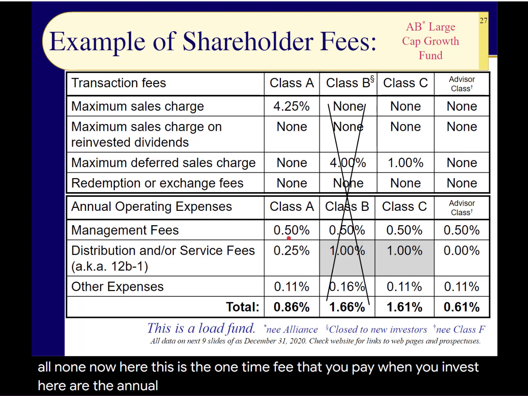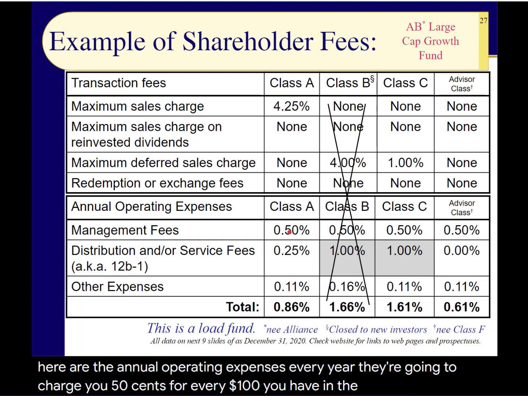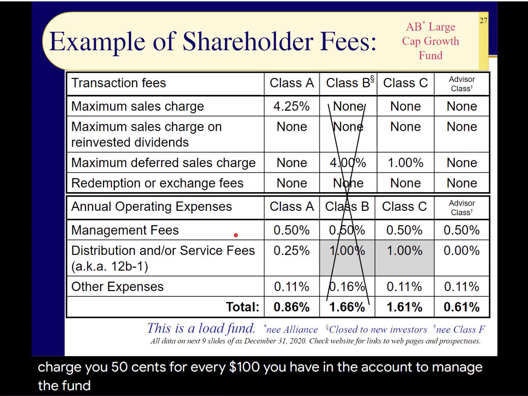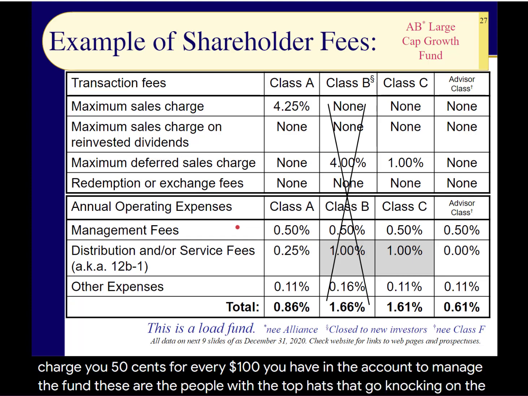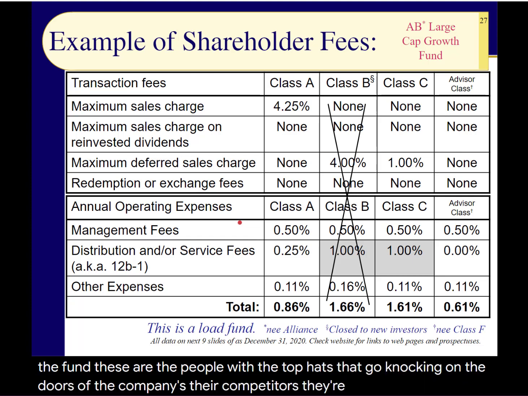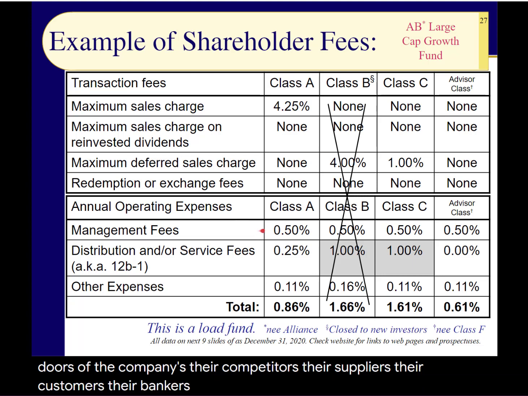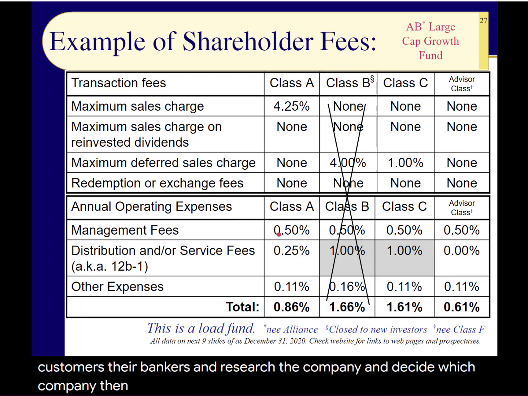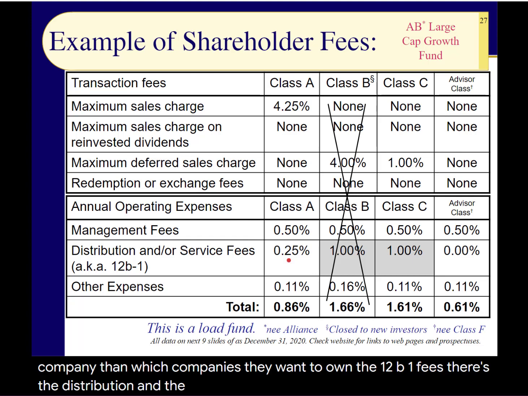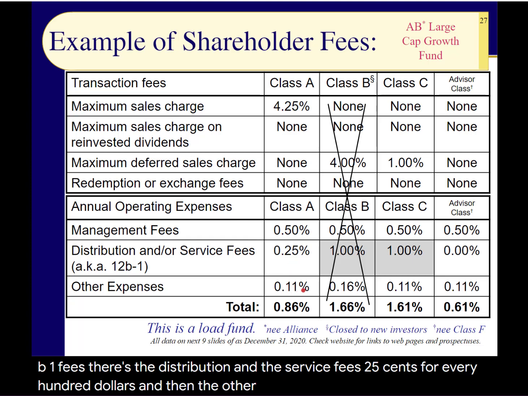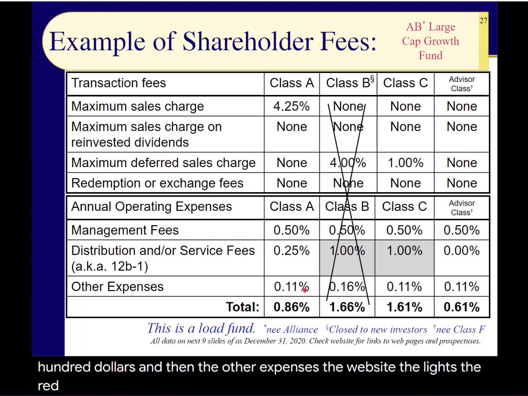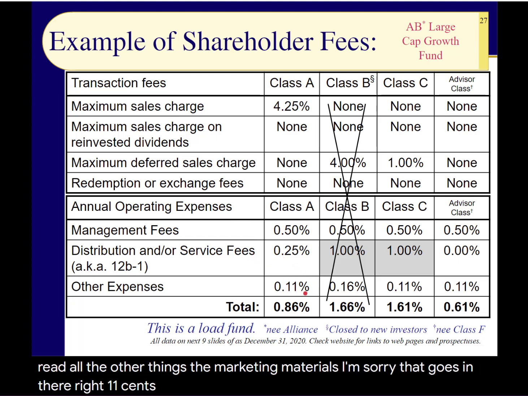Here are the annual operating expenses. Every year, they're going to charge you 50 cents for every $100 you have in the account to manage the fund. These are the people with the top hats that go knocking on the doors of the companies, their competitors, their suppliers, their customers, their bankers, and research the company and decide which companies they want to own. The 12B1 fees, there's the distribution and the service fees, 25 cents for every $100, and then the other expenses, the website, the lights, the rent, all the other things, the marketing materials. I'm sorry, that goes in there, right? 11 cents.